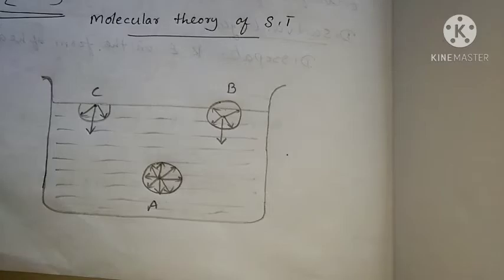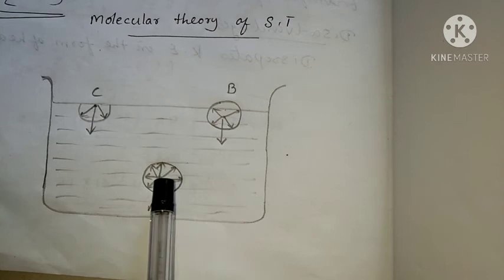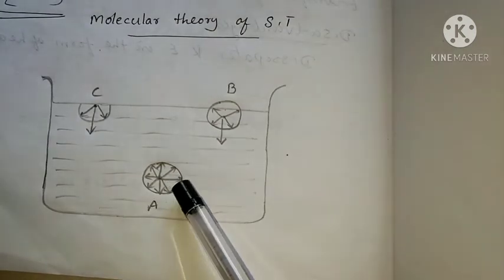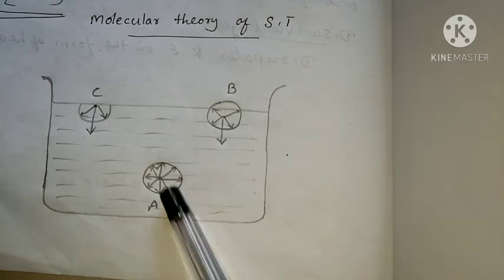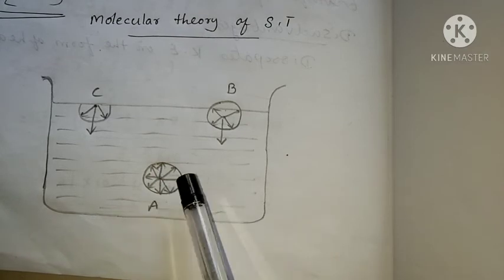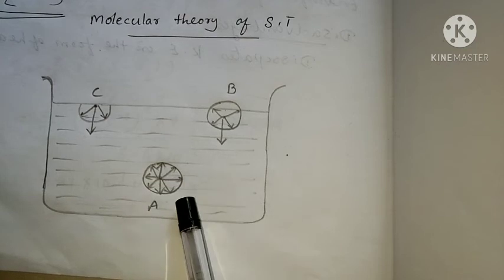Clear? How will you explain surface tension on the basis of molecular theory? For that, you consider three molecules in the liquid. The liquid molecule A is well inside the liquid and it is attracted equally in all directions by the molecules lying in its sphere of influence. So the net force on such a molecule is 0.